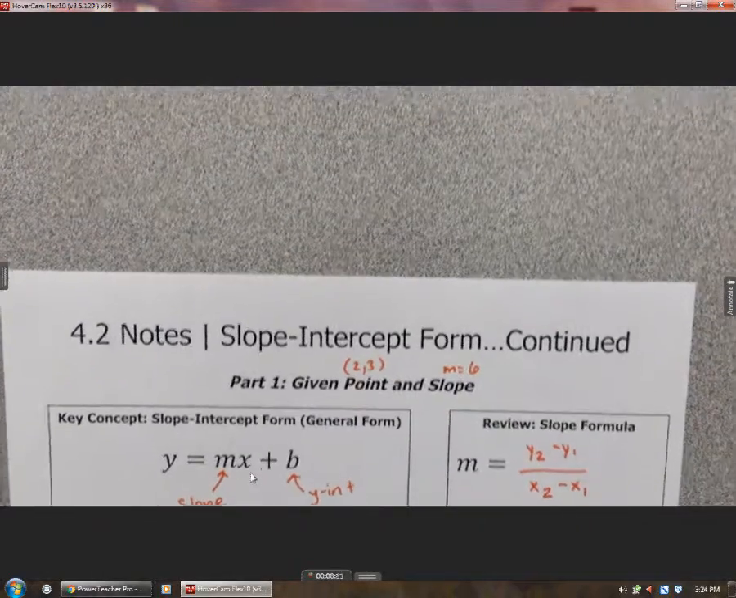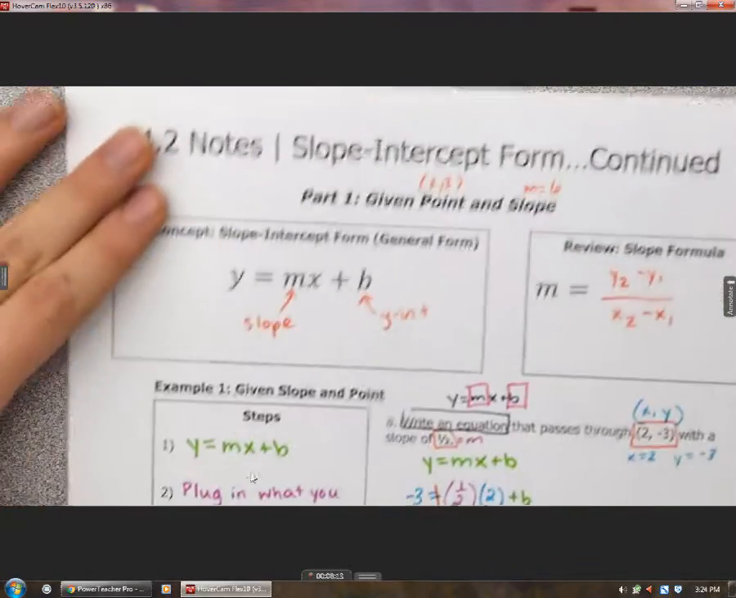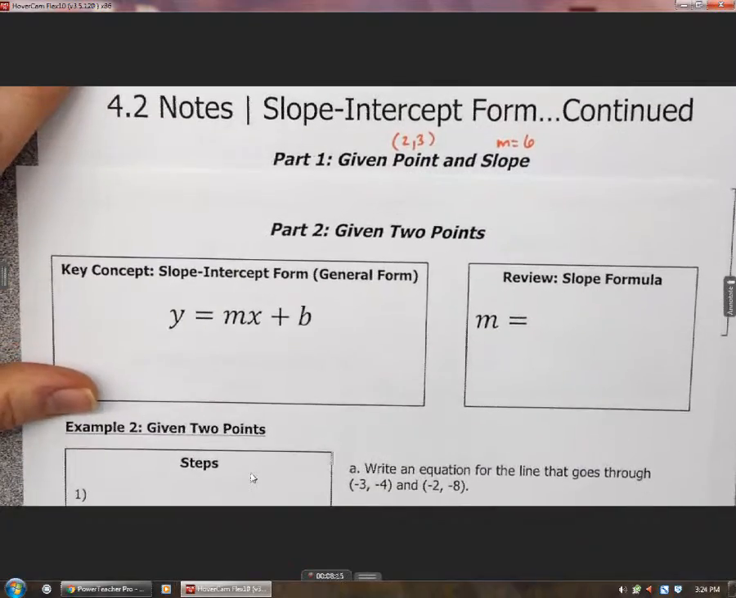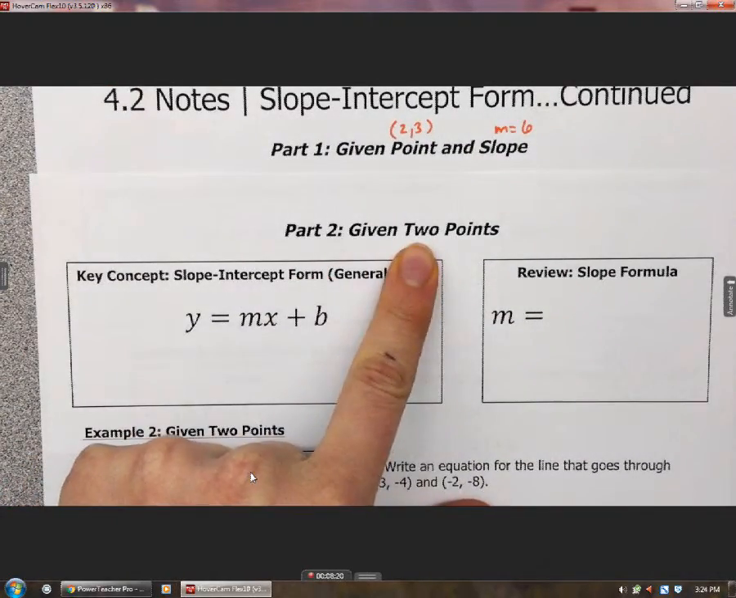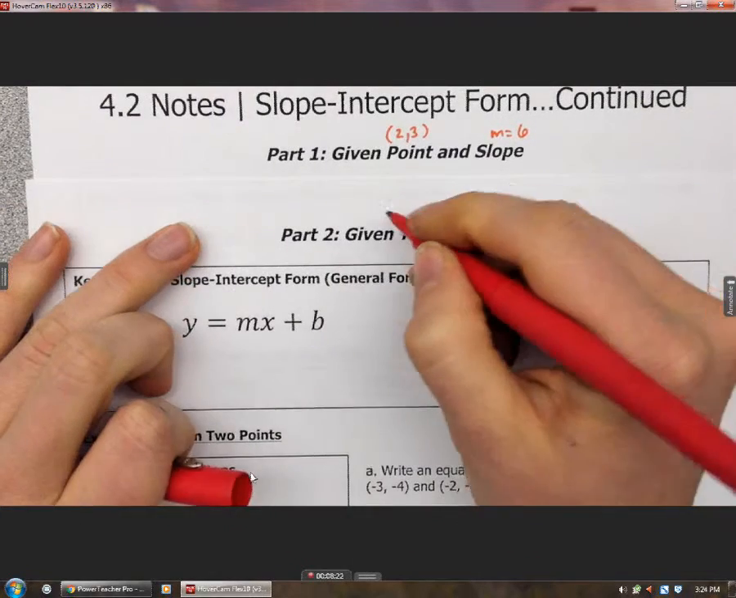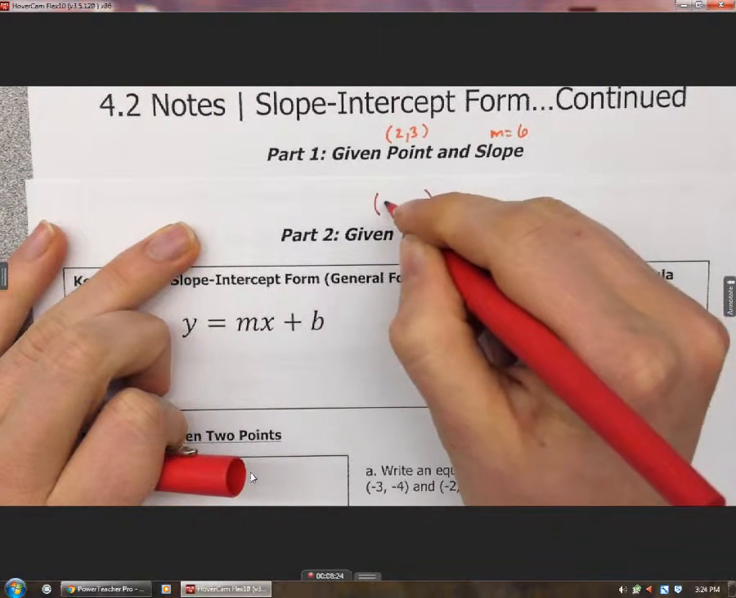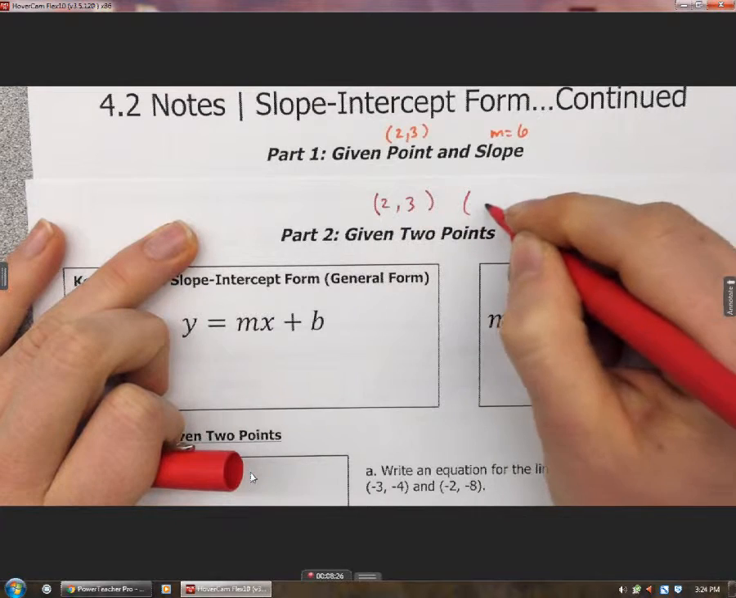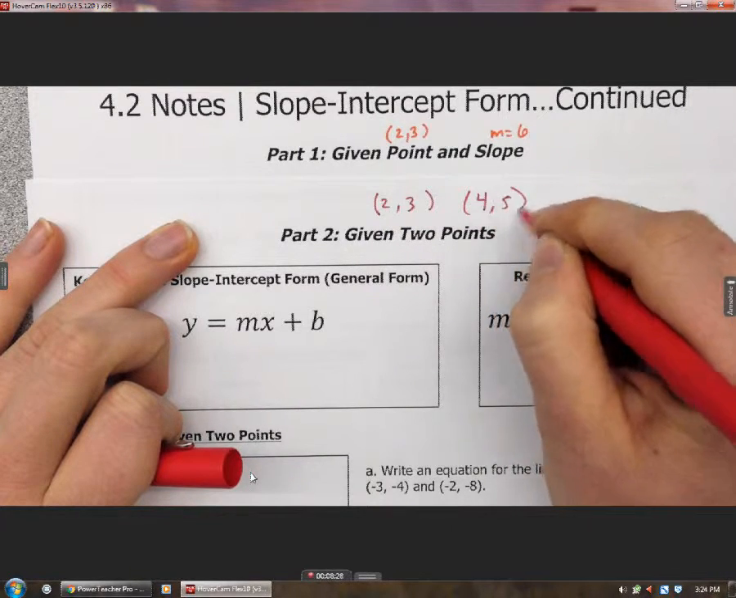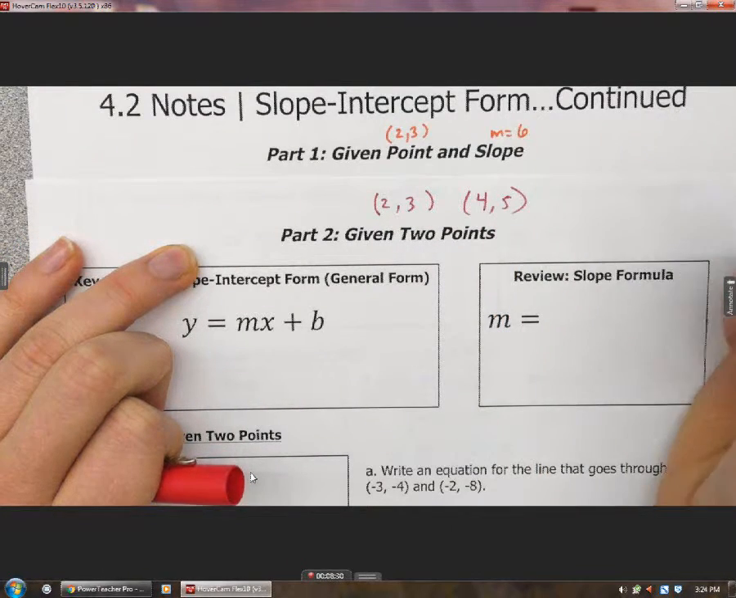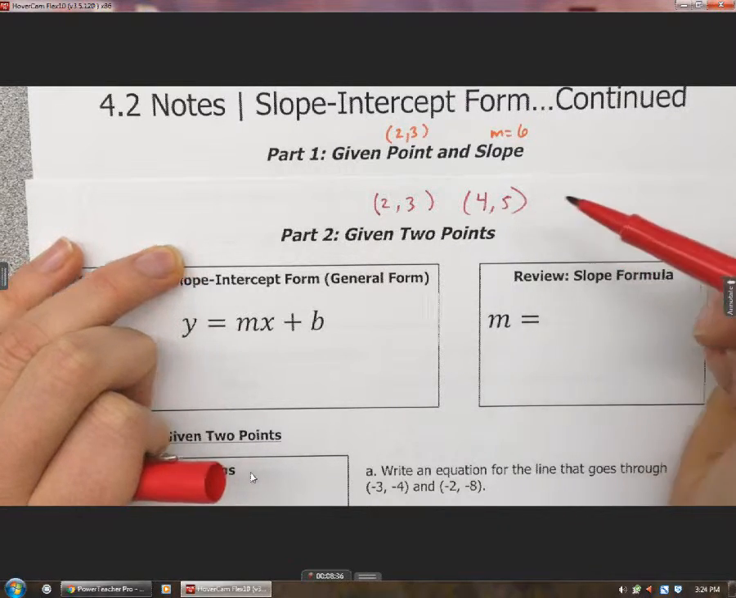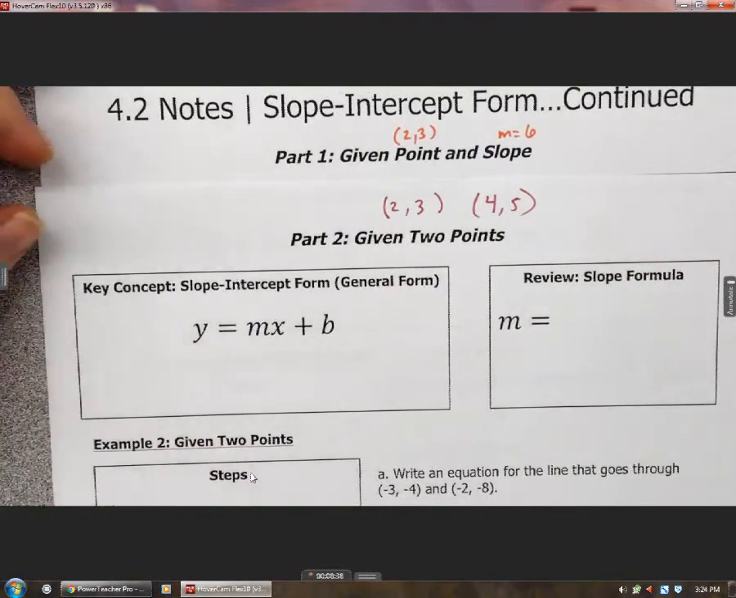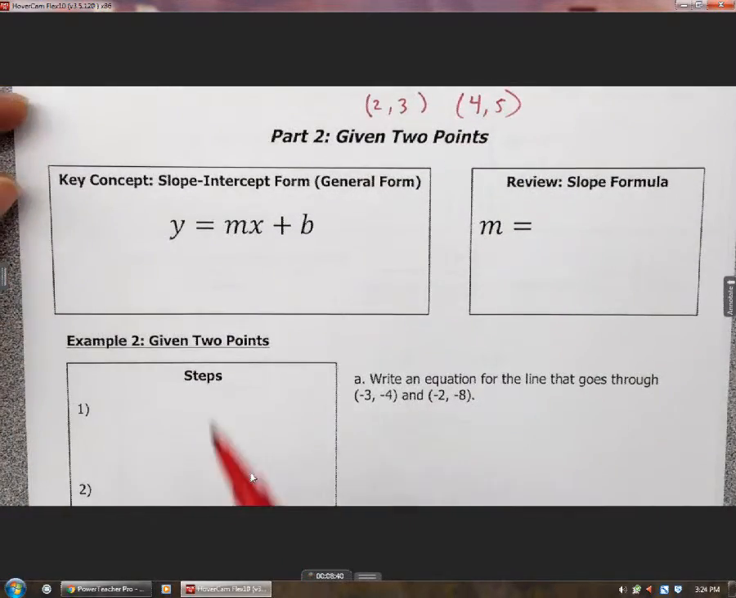Part 2 is a little different. Instead of giving you a point and a slope, in the second half, they give you 2 points. That means they give you like 2, 3, and 4, 5. See how it's different? Some of you are probably already thinking, oh, maybe you have to find the slope. Yeah, you do.